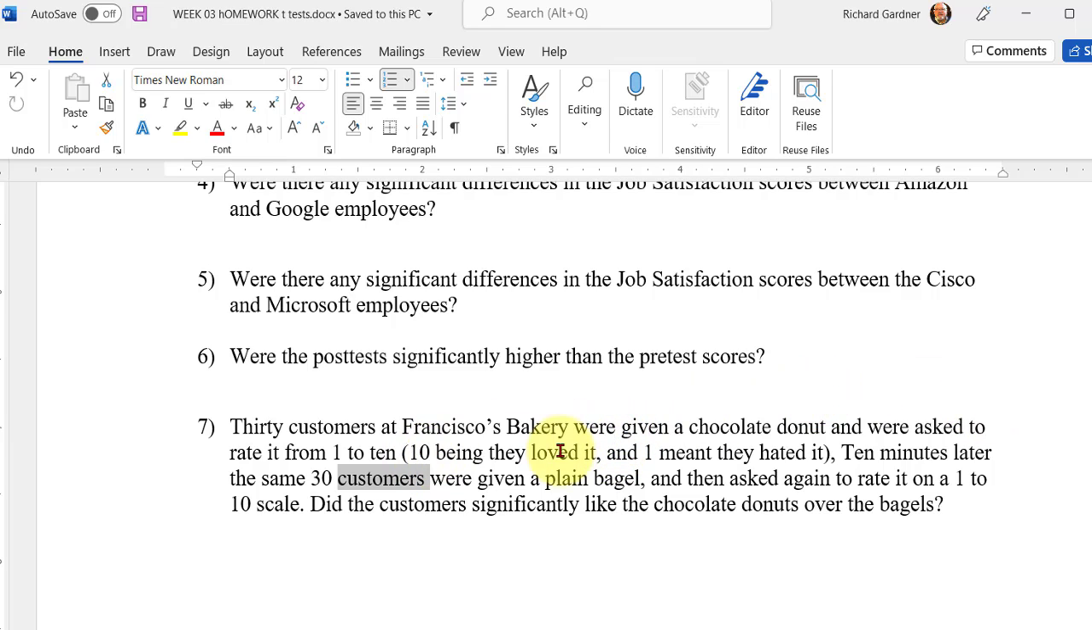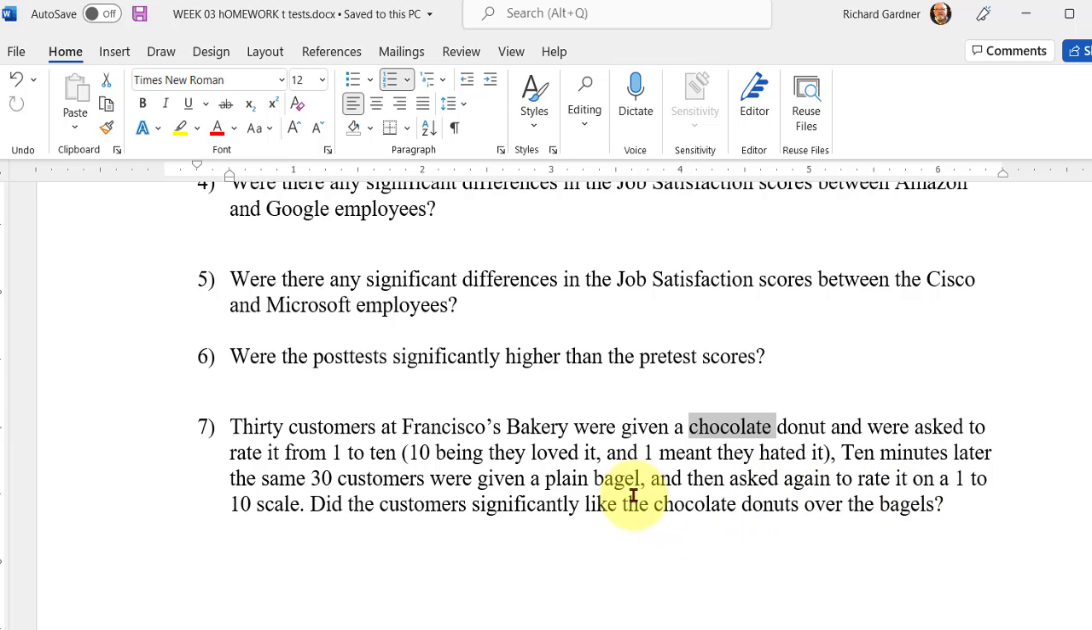So 10 means they loved it, 1 means they didn't like it, they hated it. So the higher the number, the more they liked it. He did that with the chocolate donut, and then with the same people, that's the important thing, with the same people, he had them rate a plain bagel. Again, rating it on a 1 to 10 scale. So did the customers significantly like the chocolate donuts over the bagels?